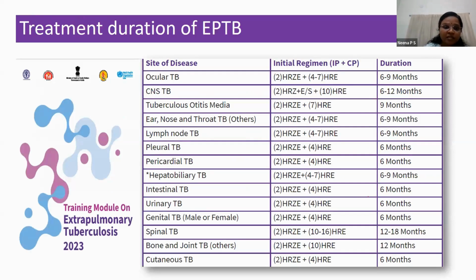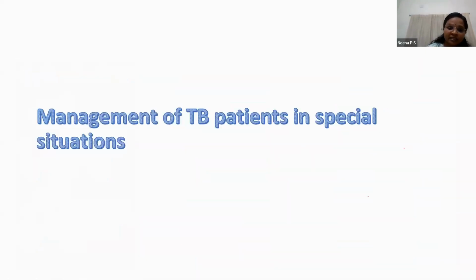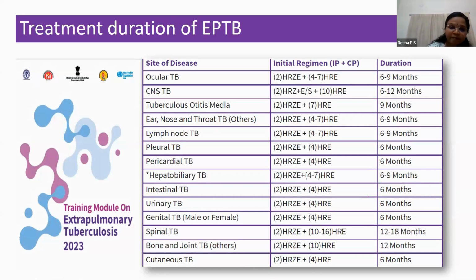And the treatment duration of extrapulmonary TB patients, in general, is 6 months only. But in special situations like spine TB, skeletal TB, or CNS TB, you have to give a longer duration, that is up to 12 months. And maybe for skeletal TB, you can extend up to maybe 18 months, depending on the clinical scenario. And for lymph node and ENT cases, you can extend up to 9 months maybe. Otherwise, routinely for all of the cases, that is pericardial, hepatobiliary, intestinal and all, the routine 6 months treatment is sufficient. This is as per the extrapulmonary TB guidelines released in 2023.